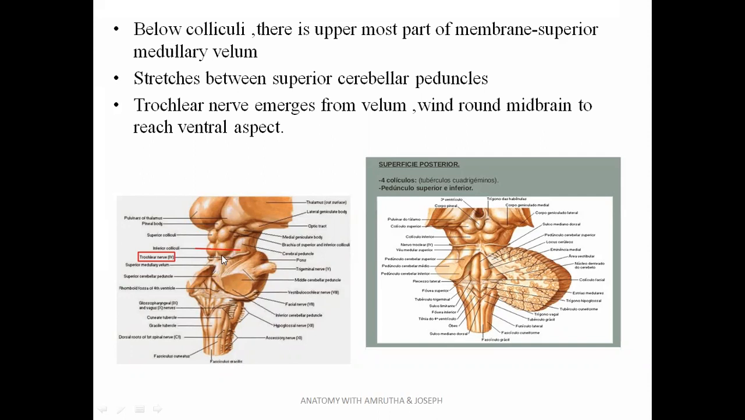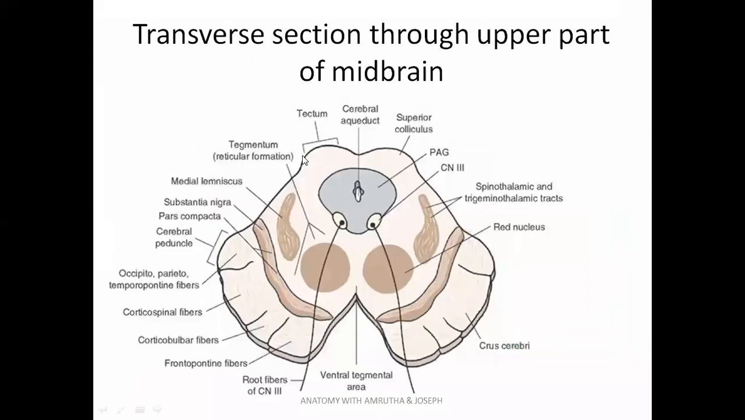Also, we saw the trochlear nerve, which is emerging from the posterior aspect, and this is the only cranial nerve that is emerging from the posterior aspect of the brainstem. This is a cross section which is taken at the level of the upper part of the midbrain, where you can see some structures.